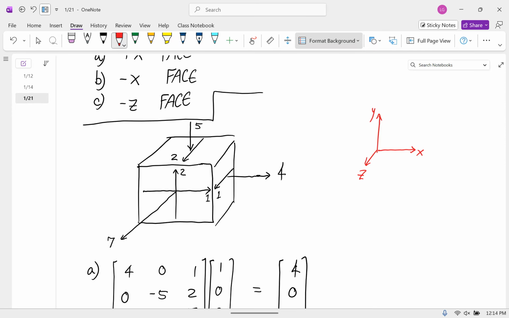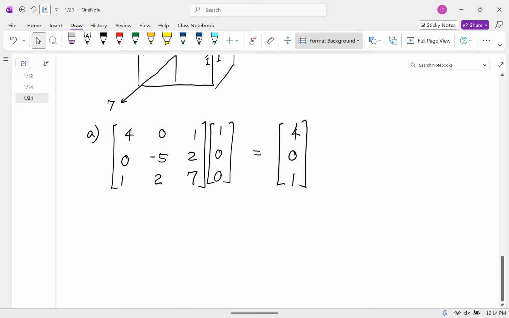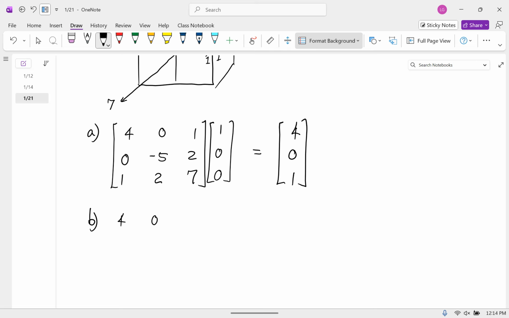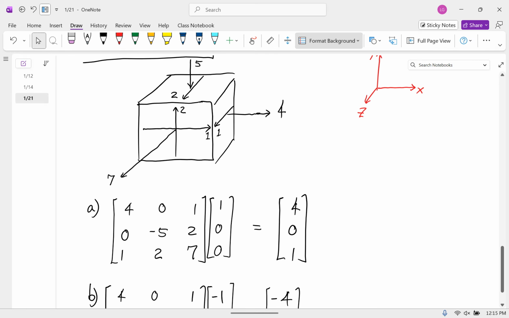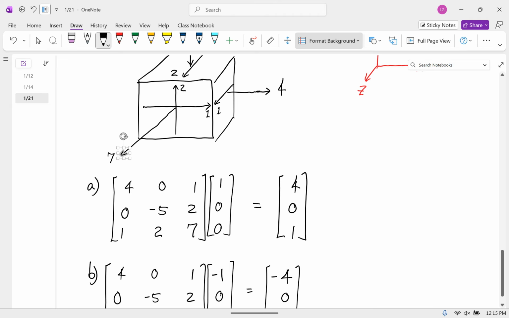Okay. So now we're going to do it for the negative x direction and calculate the traction on the negative x face. So we have 4, 0, 1, 0, negative 5, 2, 1, 2, 7. And what's the outward facing normal for the negative x face? Negative 1 for x, and then 0, 0. Do this calculation and you get negative 4, 0, negative 1. Well, on the stress cube, we never draw the negative x face. Do we have any way to know what the traction values are on there?